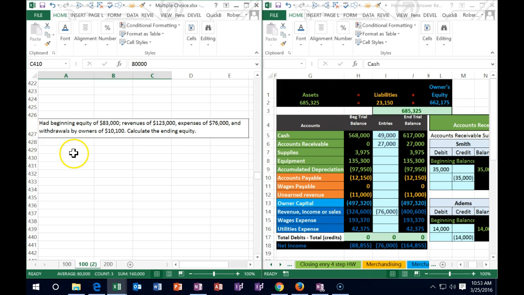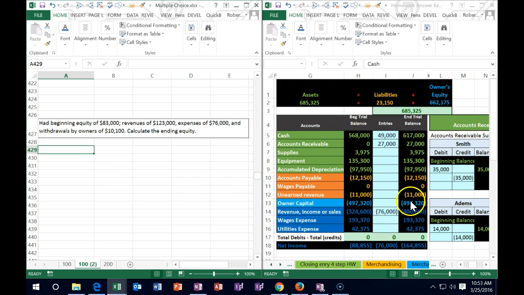Next one, we're going to say that the company had a beginning equity of 83,000, revenues 123, expenses 76, and withdrawals of 10. Calculate the equity. Now, this one is helpful to have the trial balance over here because the trial balance will show you all the equity sections in blue. So they basically listed out the equity section. I don't have a trial balance here that shows the draws, but if you had one that showed draws, it would be right in here. So we would just list these out in the same order as this trial balance.